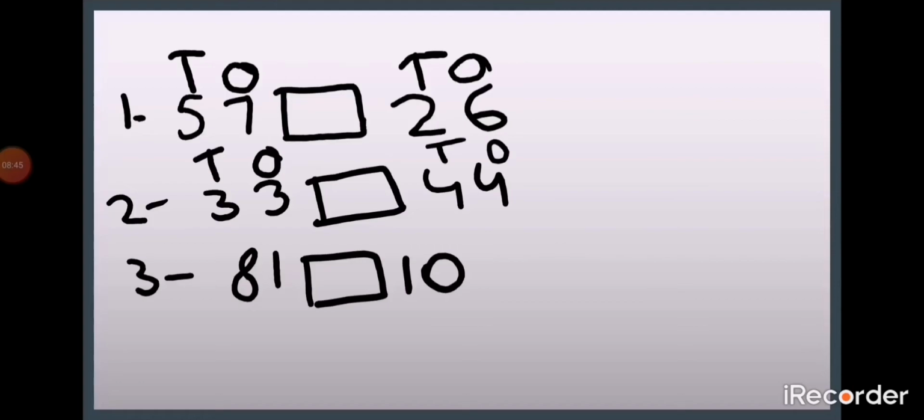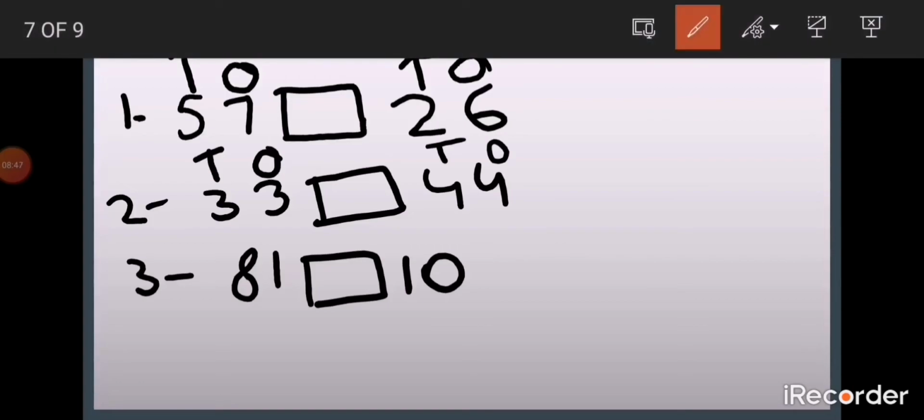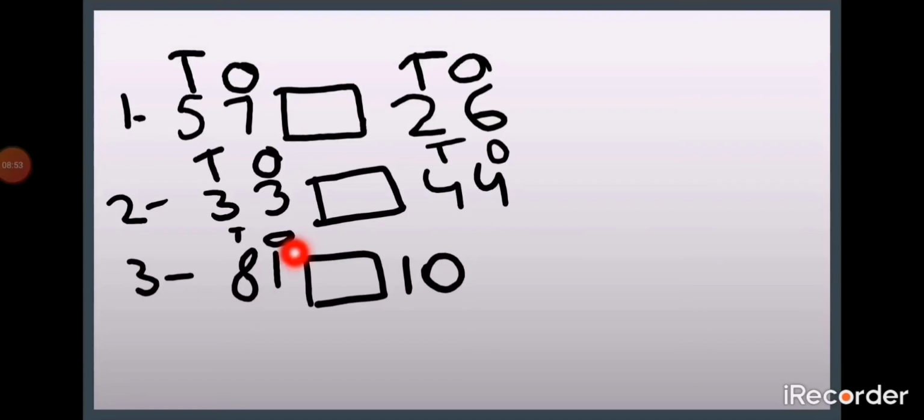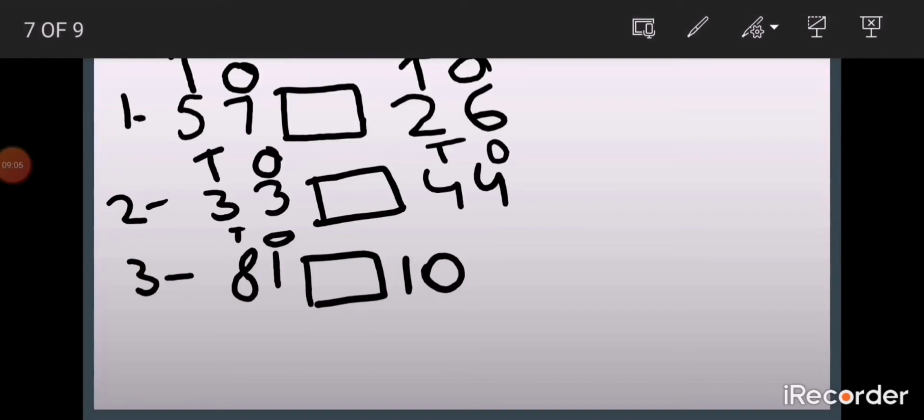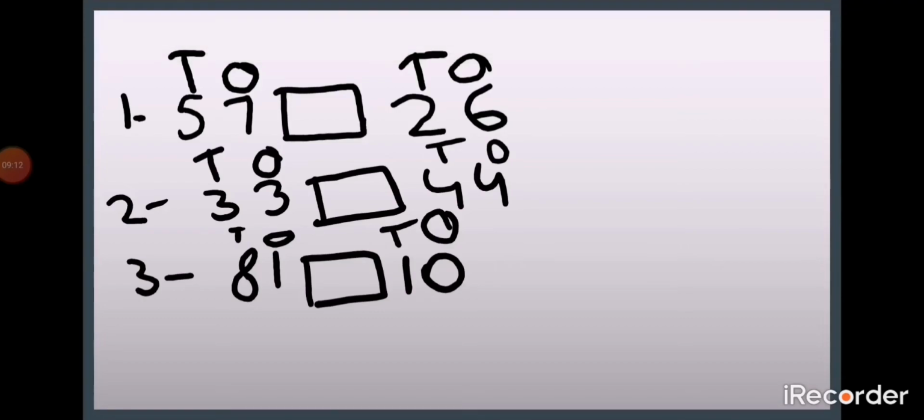The first number is 81, and on the right side the digit is 1, so I'm putting O for ones. The next digit is 8, I'm putting T for tens. So this number 81 has 1 ones and 8 tens. The next number is 10, and again I will put the place value first. On the right side the digit is 0, I'm going to put O for ones. And the next digit is 1, I will put T for tens. So this number has 0 ones and 1 tens.